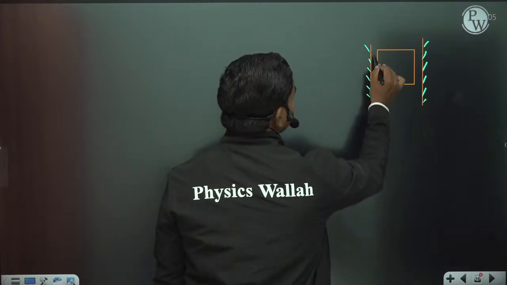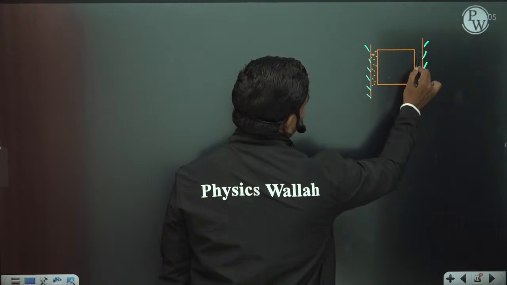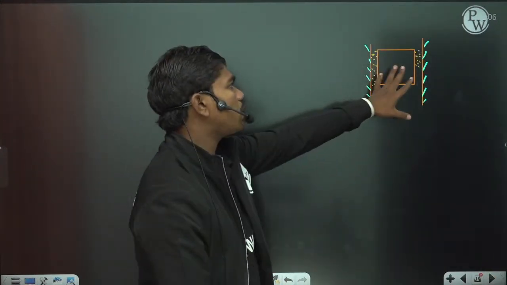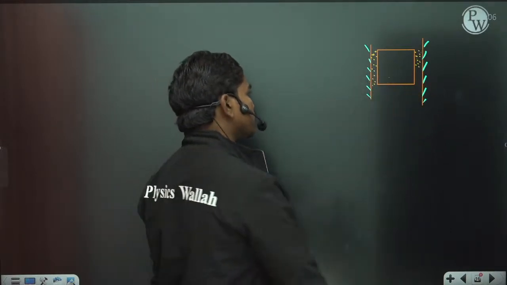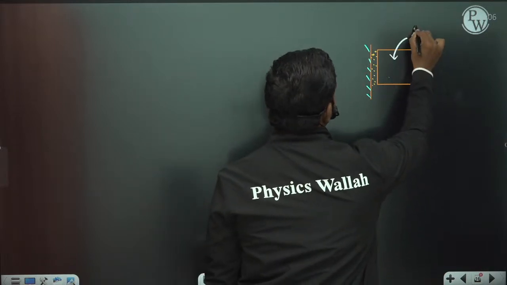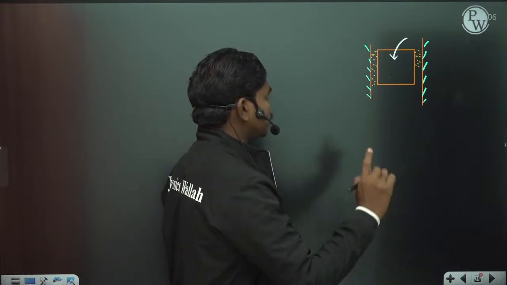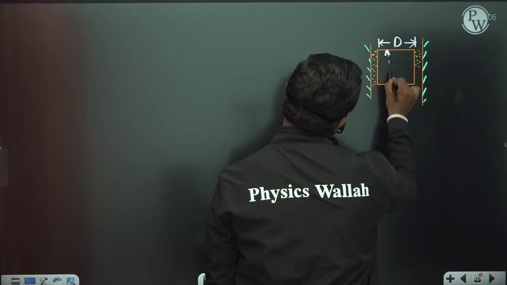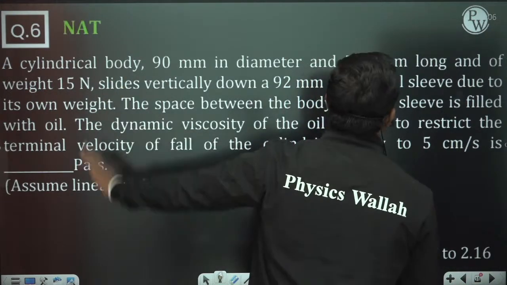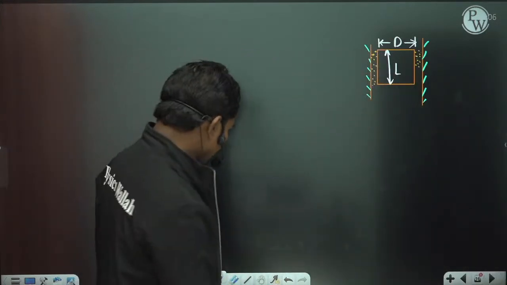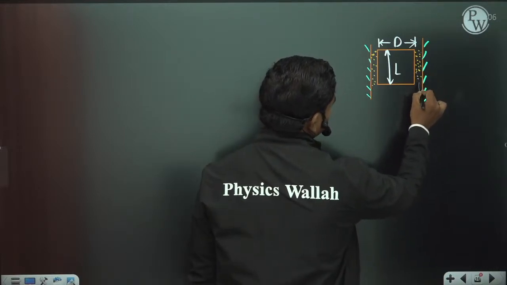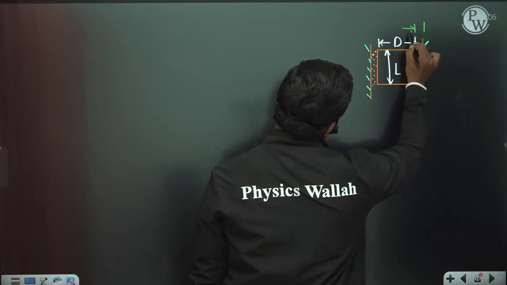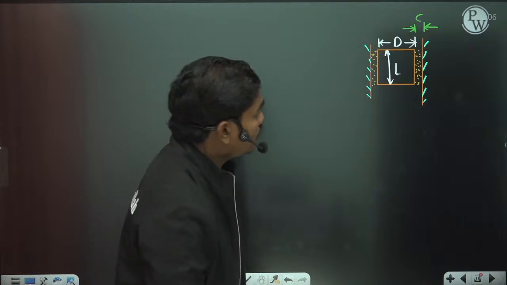Now let us suppose there is some viscous oil, and it's a cubical block, or something like that, a cylindrical body basically, fine. Anyhow, let us see, there is some contact area A on both sides, for example. Let us suppose this is a cylindrical block of surface area A, say diameter is D, length is L. Did they give mass or something? Weight 15 newtons. Okay, directly they have given the weight, no issue. So L is there. Now here, if you see, there is some viscous oil present. Now let us suppose this clearance value is C.